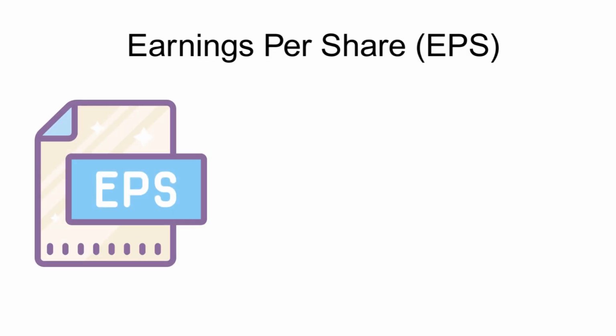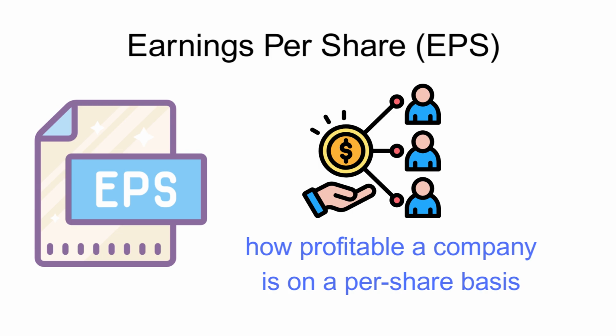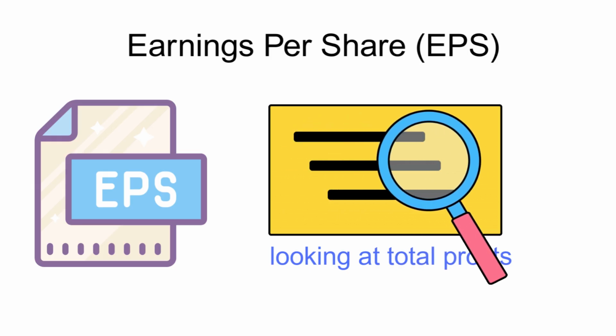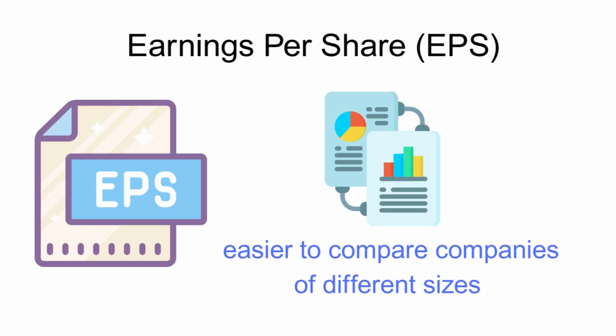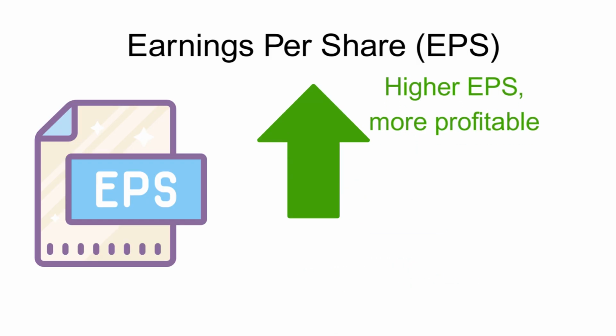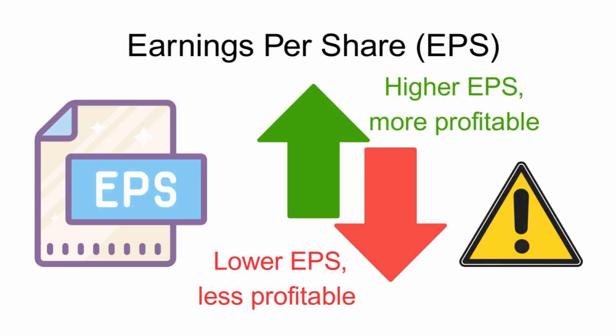Earnings per share is a financial metric used to evaluate how profitable a company is on a per-share basis. Instead of just looking at total profits, EPS helps investors understand how much profit is attributed to each individual share of stock. This makes it easier to compare companies of different sizes while accounting for how many shares they have outstanding. In general, companies with a higher earnings per share tend to be more profitable than those with a lower EPS. However, it's important to remember that EPS does not measure total profitability. It strictly shows profitability relative to the number of shares in circulation.